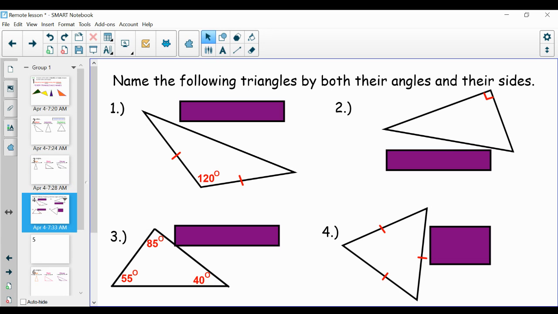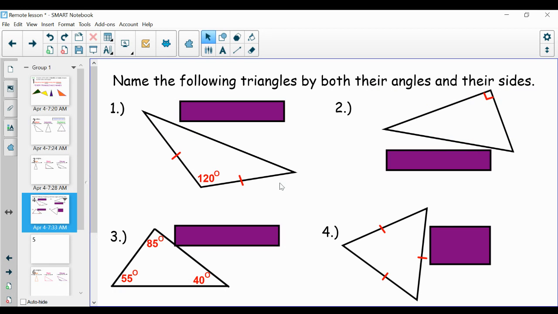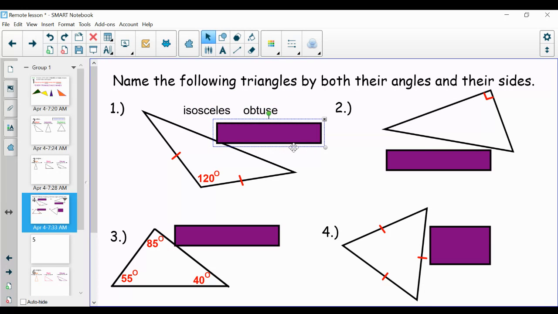So this will be like your homework. You'll have to look at this and say, I'm going to name two names. First thing we're going to talk about is its sides. These little tick marks right there mean that two sides are the same. When we have two sides the same, that is an isosceles. When we go back and look at its angles, we see we have this angle right here. That's 120, which is more than 90. It's an obtuse angle. So the two names that will go with this one will be isosceles and obtuse.